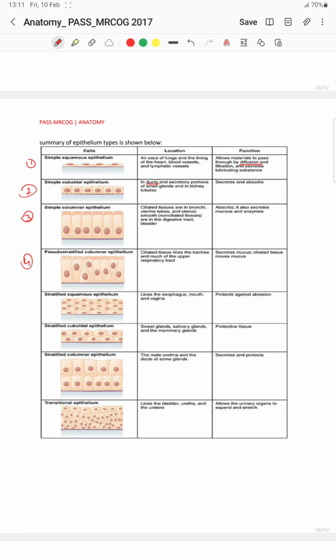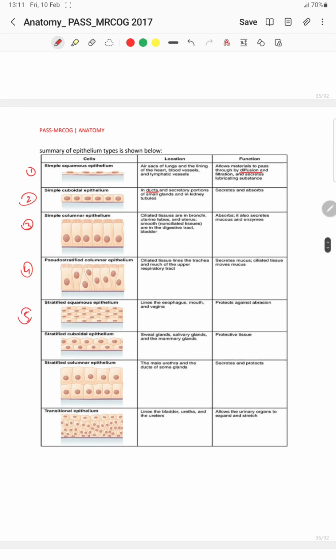They line the trachea and much of the upper respiratory tract, and they secrete the mucus, and the ciliated tissues move the mucus. And number five is the stratified squamous epithelium. They line the esophagus, the mouth, and the vagina, and they protect against abrasions. And number six is the stratified cuboidal epithelium. They are present in the sweat glands, the salivary glands, and the mammary glands, and they protect the tissue.